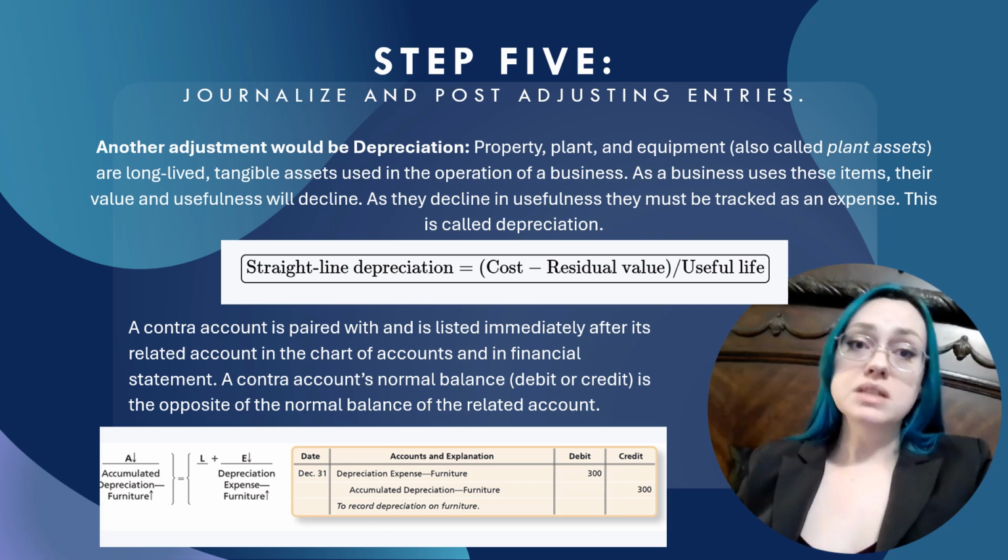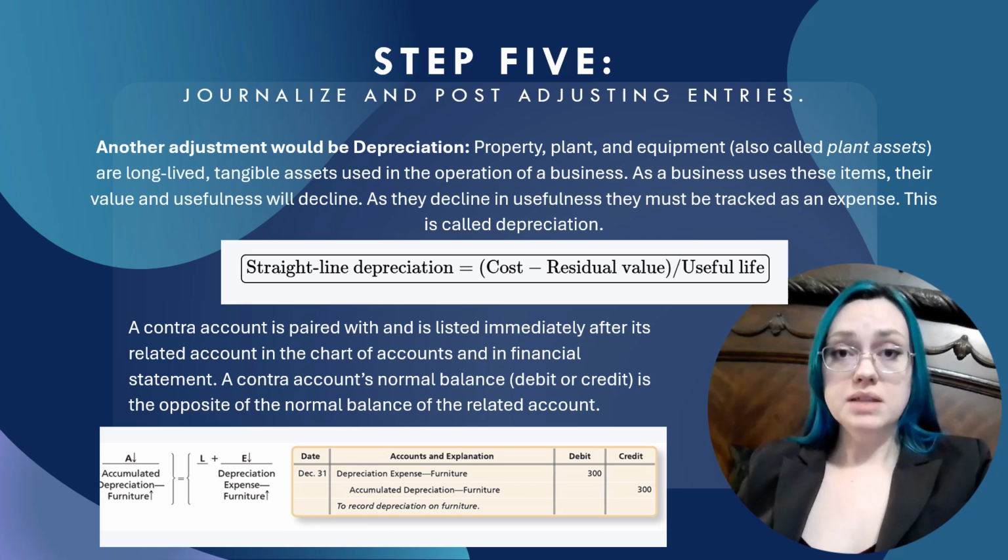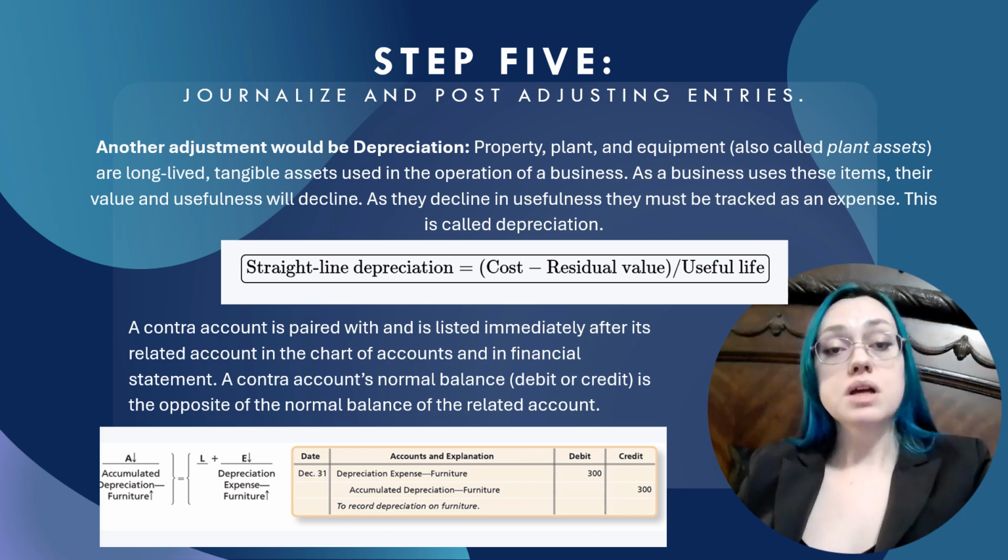Because of the length of time a plant, equipment, and land asset will remain usable, a contra account must be created to balance the accounting equation while keeping track of the depreciation expense. So a contra account is paired with and is listed immediately after its related account in the chart of accounts and its financial statement.